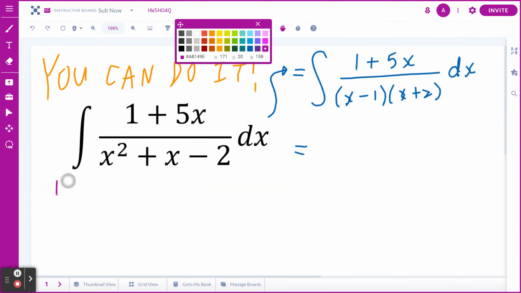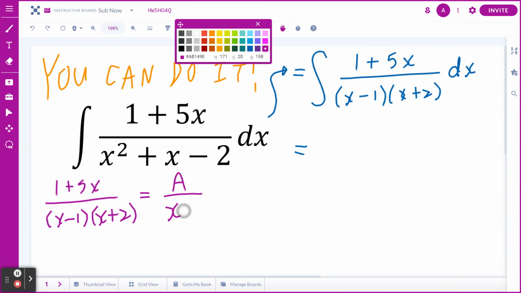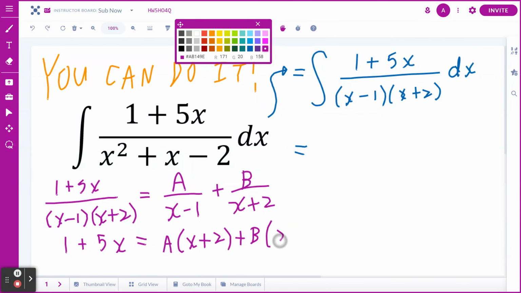So what I mean is, I take (1 + 5x) divided by (x − 1)(x + 2). This equals A divided by (x − 1) plus B divided by (x + 2). And if you think about the numerator 1 + 5x, this equals something. If you look at the right-hand side, you can combine it with a common denominator. This will give you A(x + 2) + B(x − 1), over (x − 1)(x + 2).